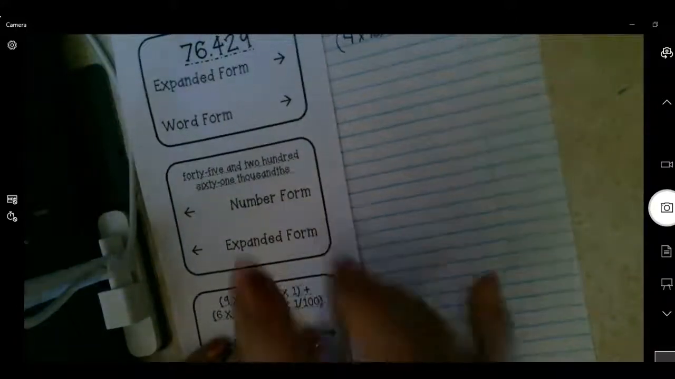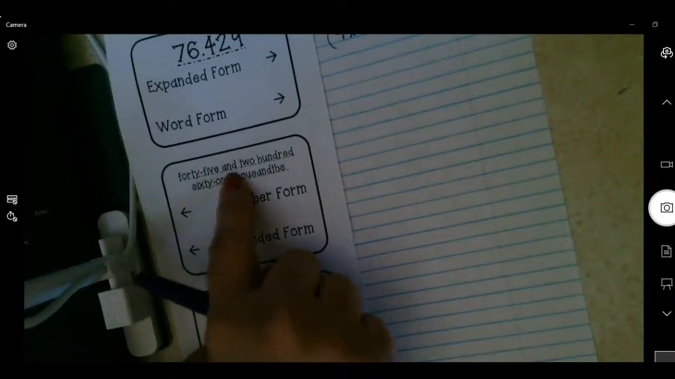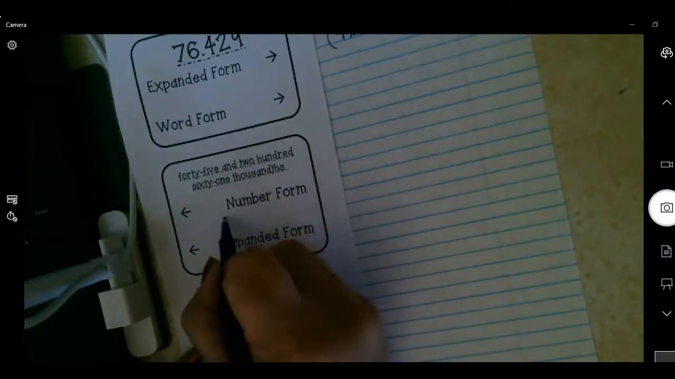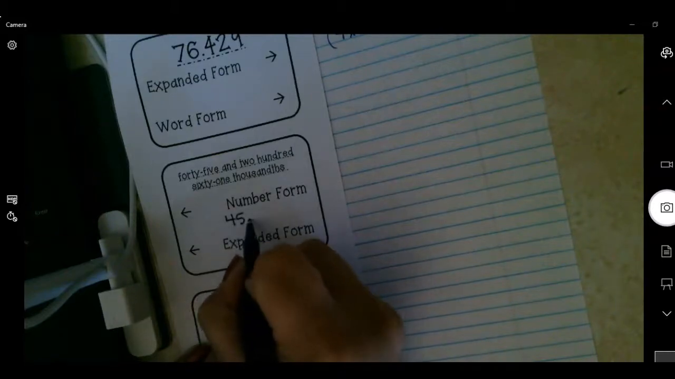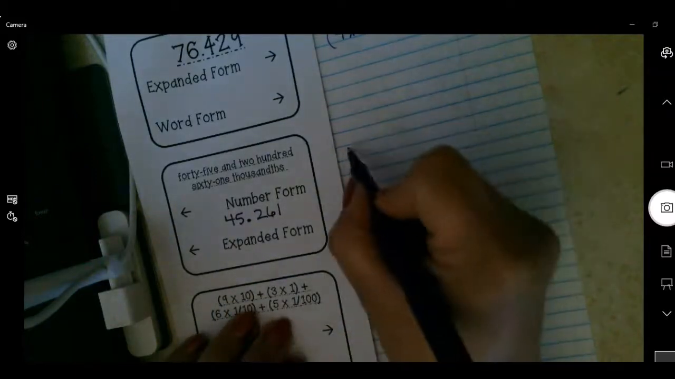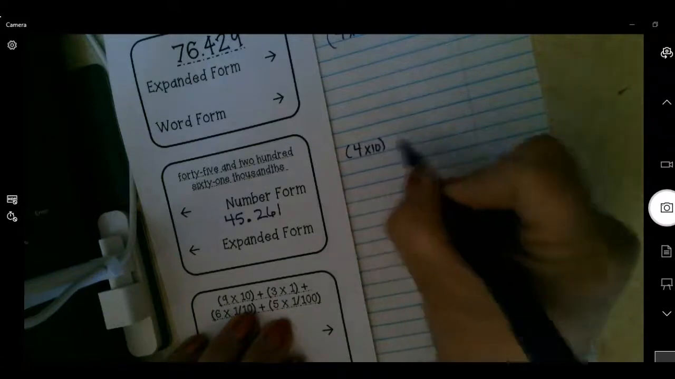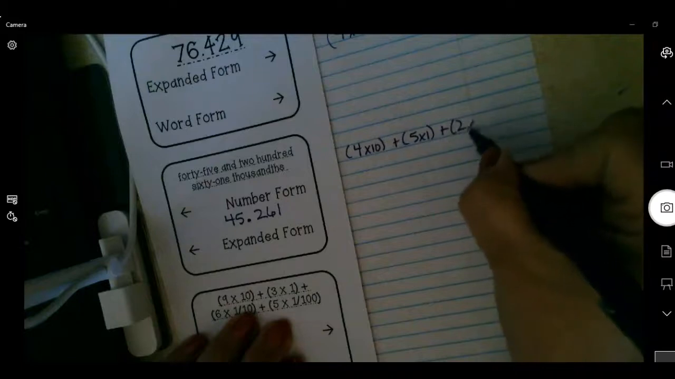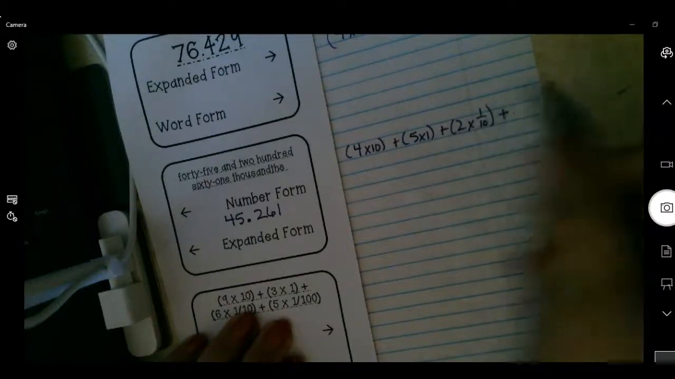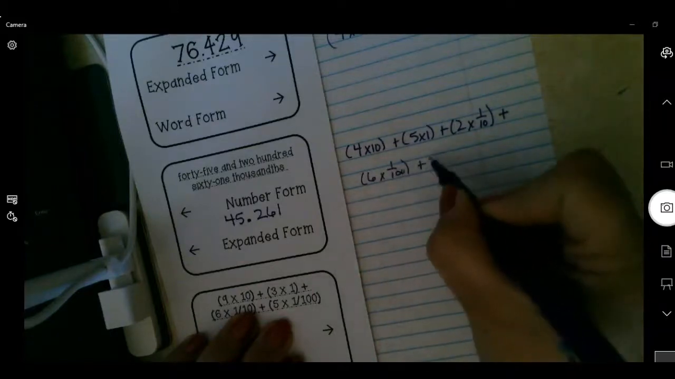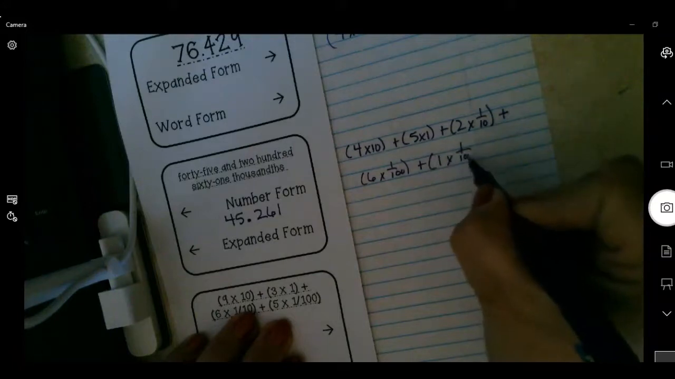Let's look at this one for expanded form. I have 45 and 261 thousandths. Well, I need to see it in number form to help me with expanded form. So I'm going to go ahead and write the number form. 45 and 261 thousandths. So I would have 4 times 10 plus 5 times 1 plus 2 times 1/10 plus 6 times 1/100 plus 1 times 1/1,000.